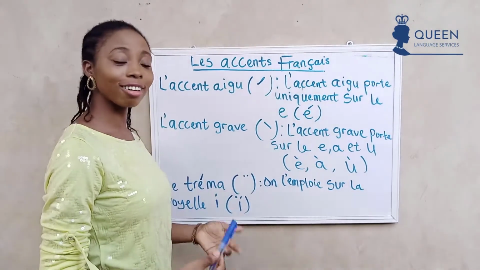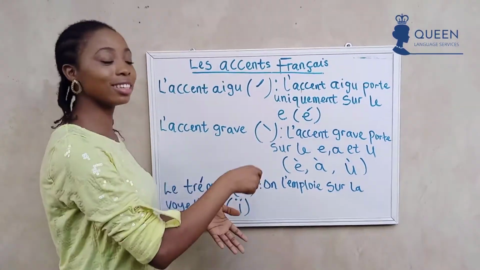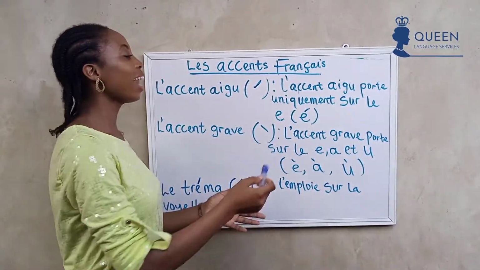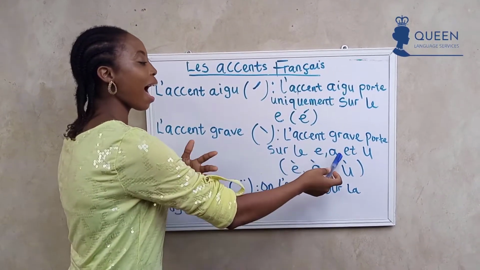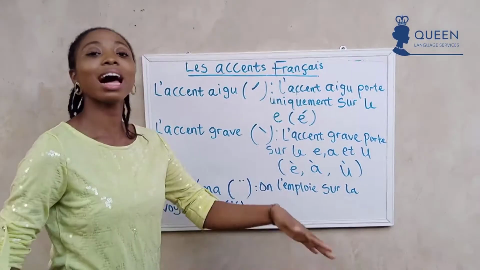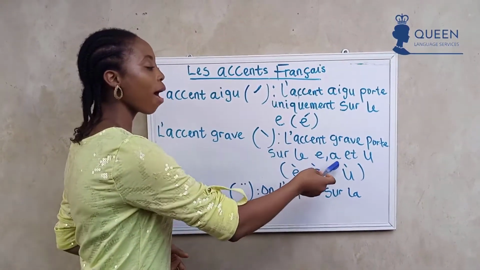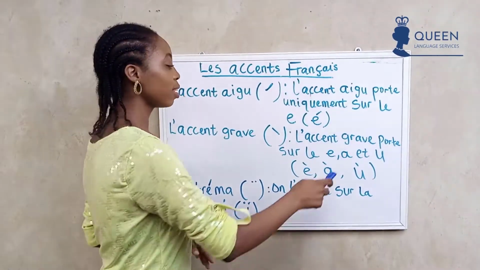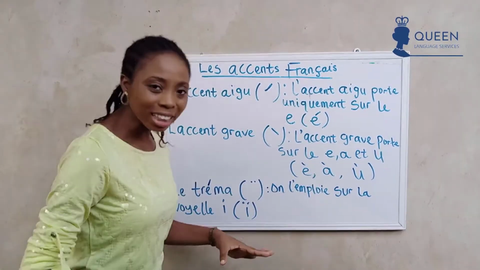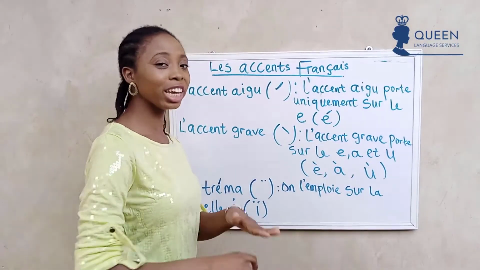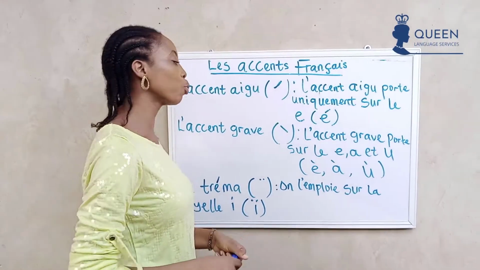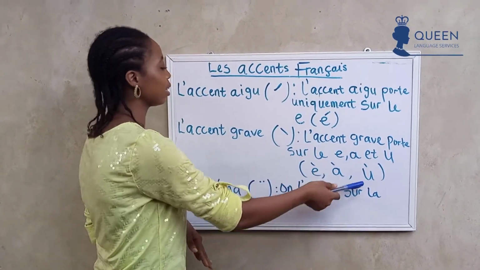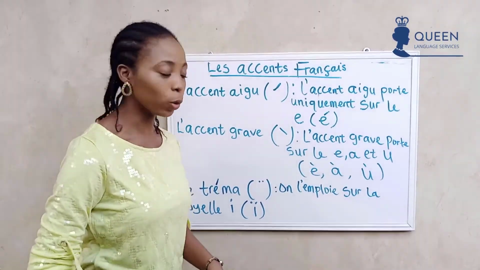We have accent grave. Accent grave looks as if it is descending, a mark that is descending. L'accent grave porte sur le E, A, U. That is, we have accent grave on E, A and U in French. Basically, when you see French words with E, A, U, whether in your dictionary, your novels, or your textbooks, you will always find accent grave on these 3 vowels, like this, or like this. That is how it is in French. So let's move to the next one.